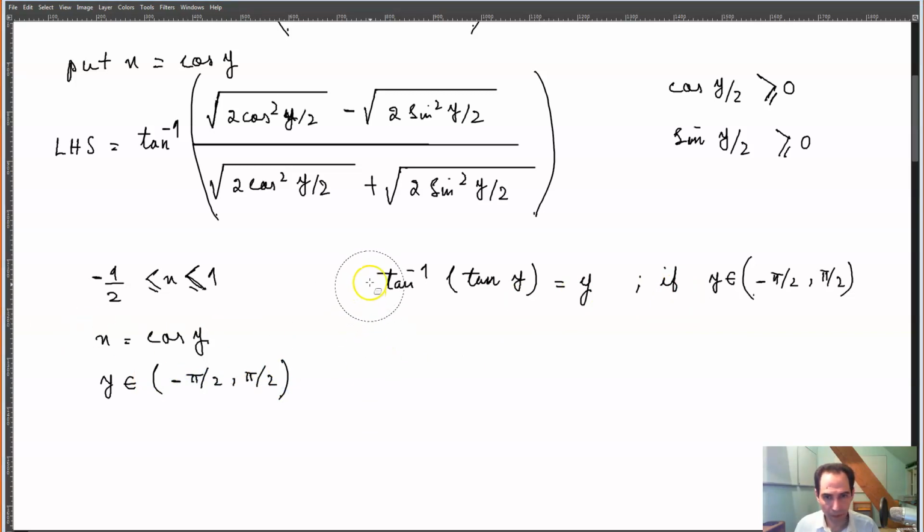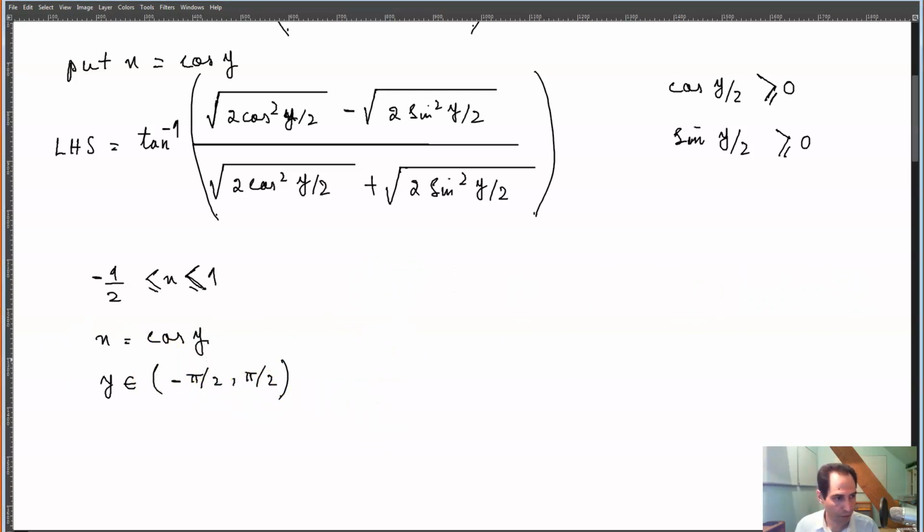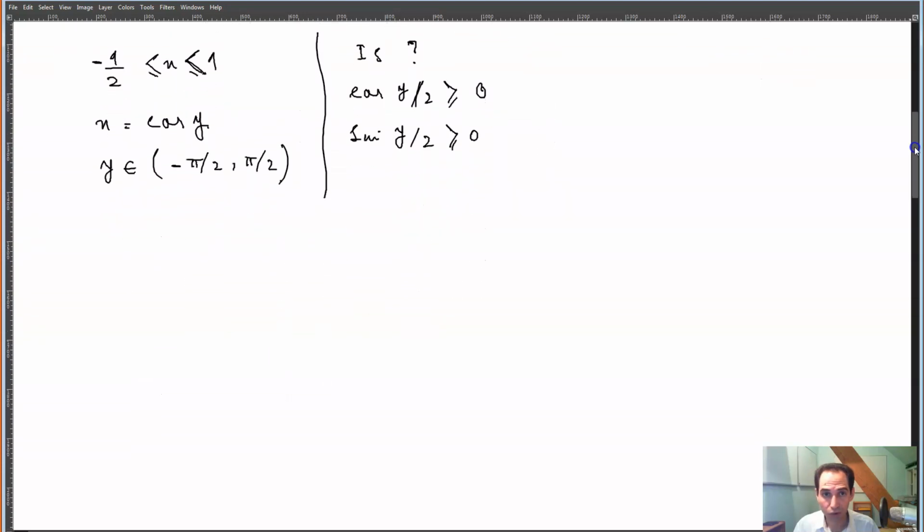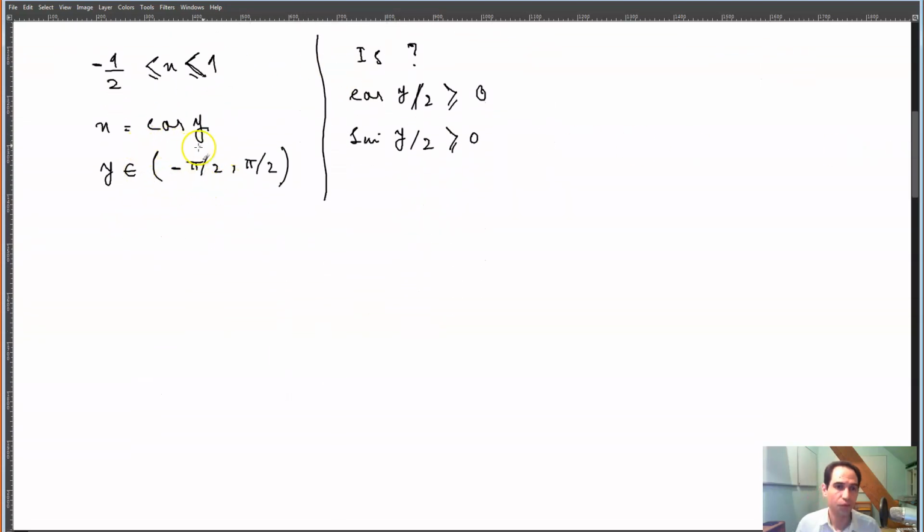Now what I want to know is whether cos of y by 2 is greater than or equal to 0, and whether sine of y by 2 is greater than or equal to 0. That's what I want to find out, and that's the information that I have. Now, in order to investigate that, you know that your x goes from negative 1/2 to 1/2, including the two numbers.